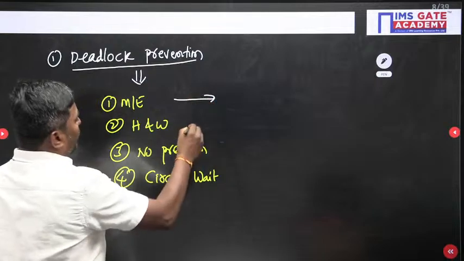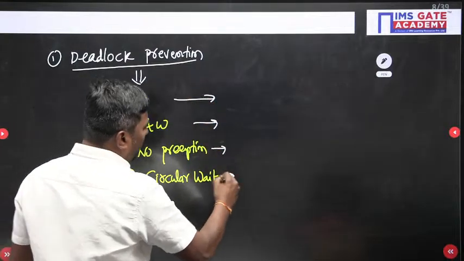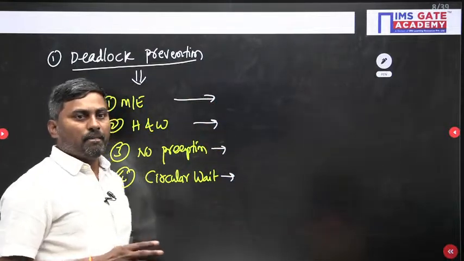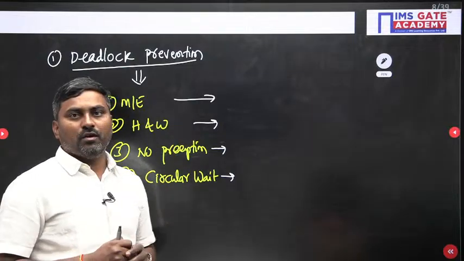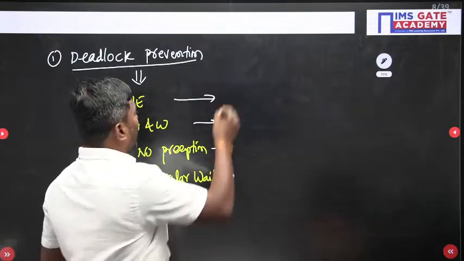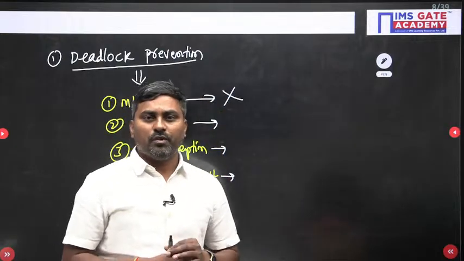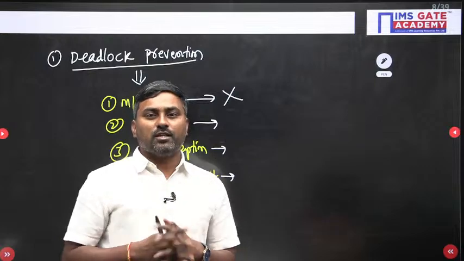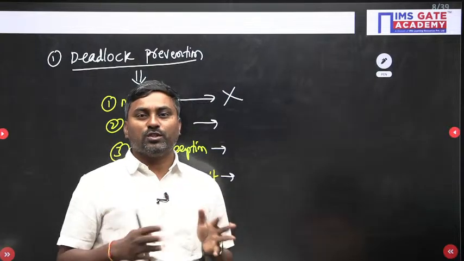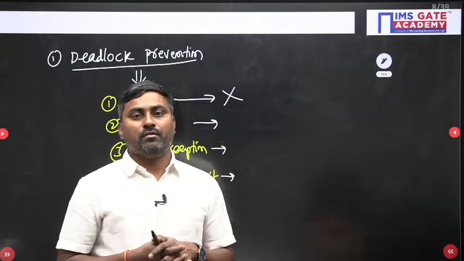Now, see mutual exclusion. One of the conditions needs to be dissatisfied, so straight away I can rule this out. Mutual exclusion cannot be dissatisfied. Why? Because dissatisfying mutual exclusion would mean all shareable resources have to be converted into non-shareable ones. That is impossible.